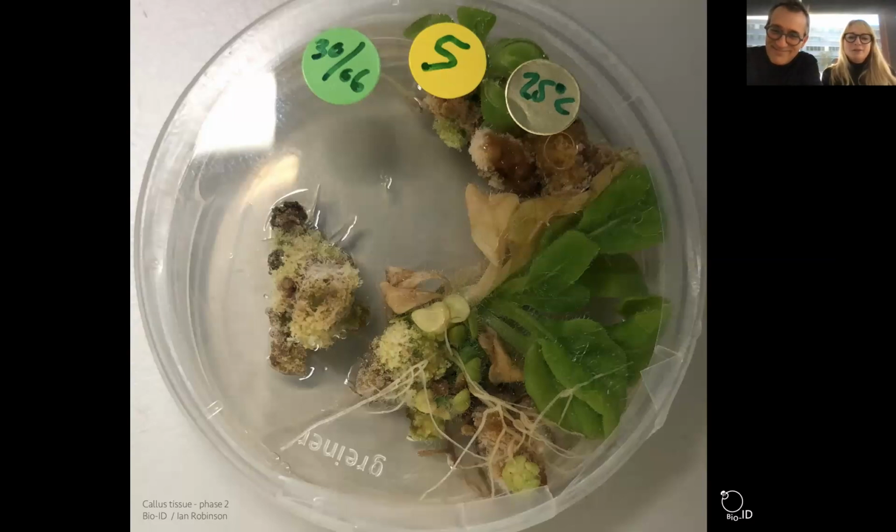Absolutely. So this is the work of Ian Robinson, who's one of our graduates and now actually a doctoral student. And he was interested in plant callus tissue. So if you've ever grown a geranium, you might be familiar with callus tissue. This is effectively plant stem cell tissue culture. And depending on the hormones that it receives, it differentiates into roots and leaves.